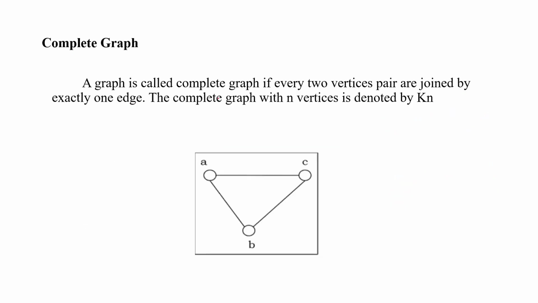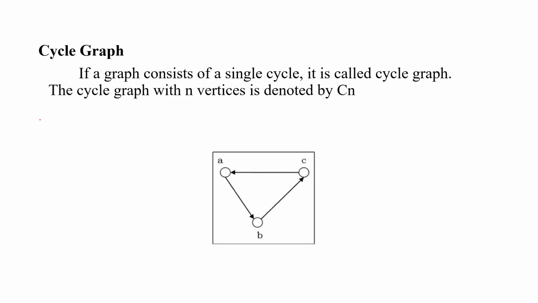Okay, complete graph. A graph is called a complete graph if every two vertices are joined by exactly one edge. It is denoted by Kn. Cycle graph: starting from A to B, B to C, and C joining back to the same vertex where you started. If a graph consists of a single cycle, it is called a cycle graph. The cycle graph with n vertices is denoted by Cn.